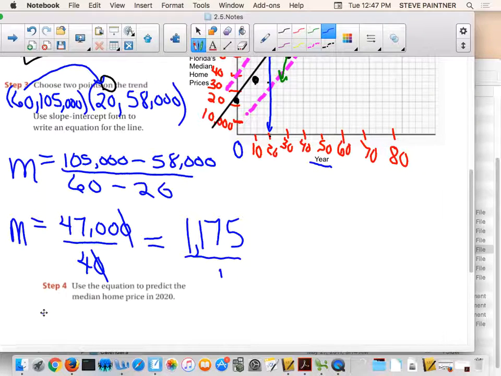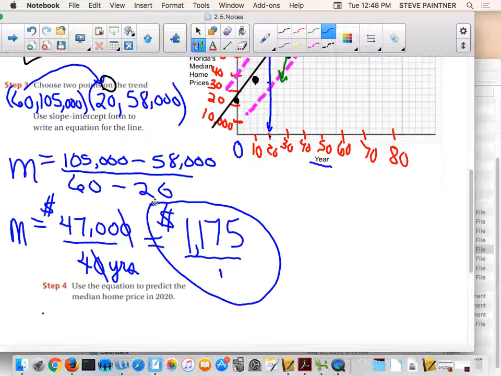Month. Okay, guys, you should have known that because wasn't this top number money minus money? So wouldn't that be this over 40 what? Years. So it stays the same. So the slope is what? It's $1,175 per what? Year. All it means is my house goes up $1,175 every year. That's all it means.